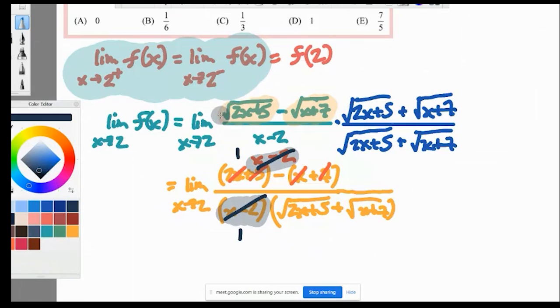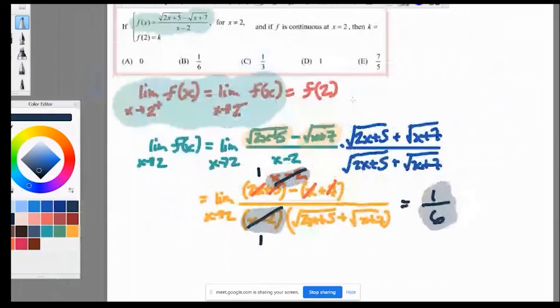Plug the 2 in? Yeah, direct substitution, plug the 2 in, I love it. So now I just plug the 2 directly in, and you end up with 1 over the square root of 9 plus the square root of 9, which is 3 plus 3, which is 1/6. Oh, by the way, I forgot the equal to k, so that's equal to k. That equals k comes down the whole time because it's equal to f of 2. Anyway, long story short, that's the answer.